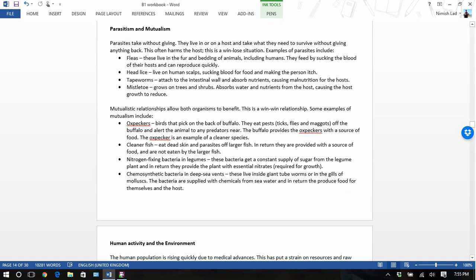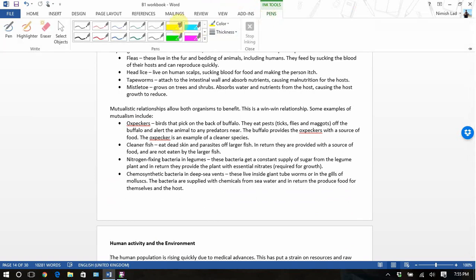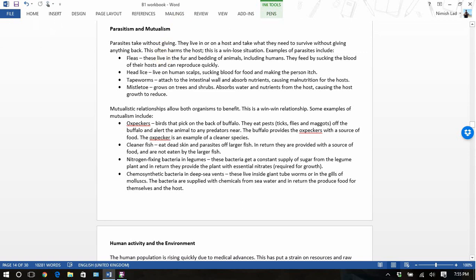Some of these organisms within food chains and food webs sort of look after each other. They have what's called a mutualistic relationship. And some of them are parasites, so it's like feeding off the other one. Let's make sure we understand what those two mean.